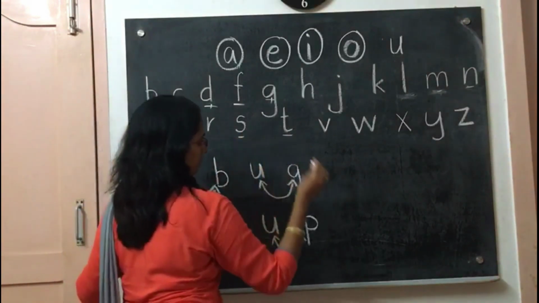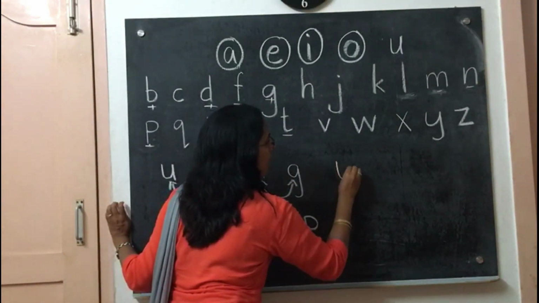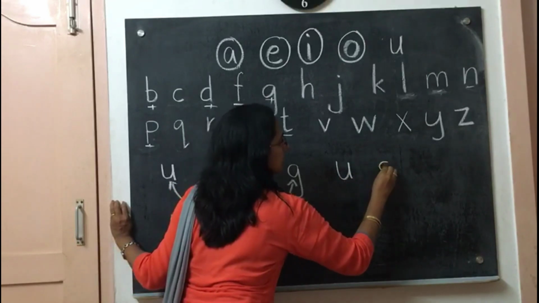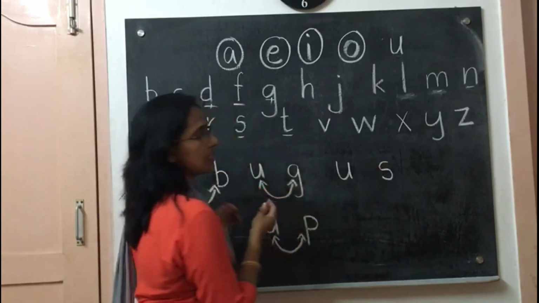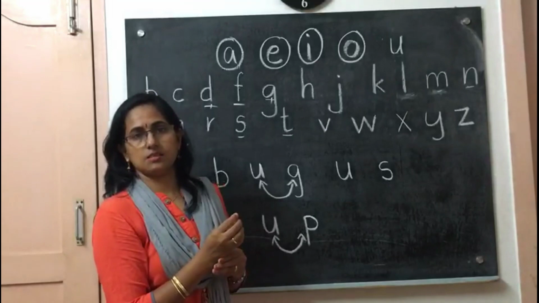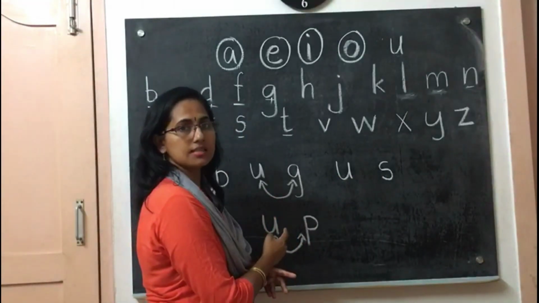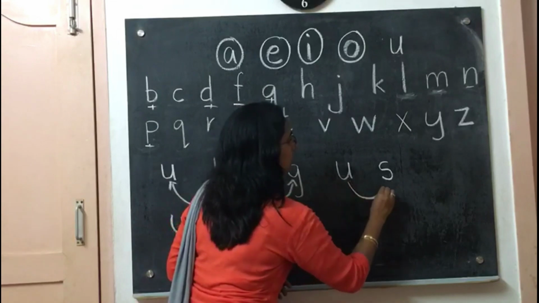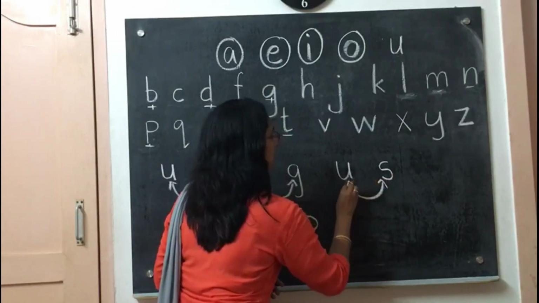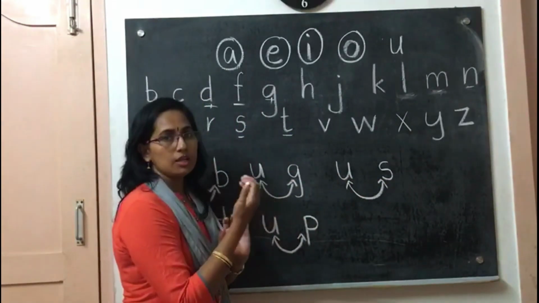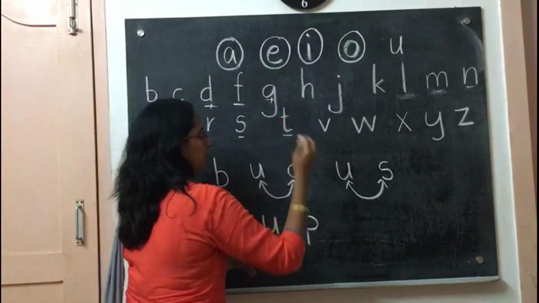Now I'll join with S. The sound of letter S is S. Right? A, S, Us. Join together. Faster. Us. I'll show you one more consonant.